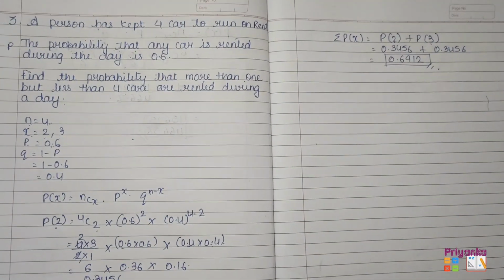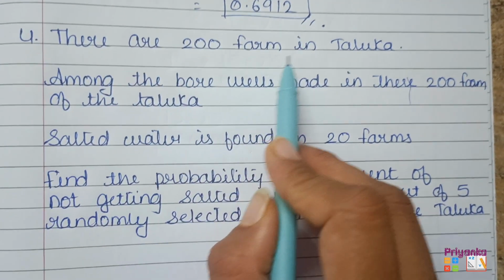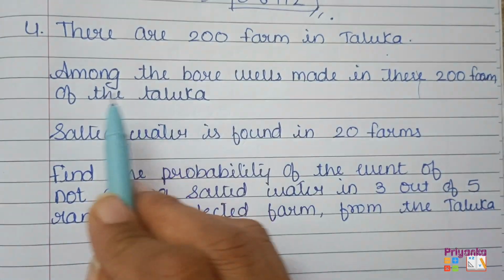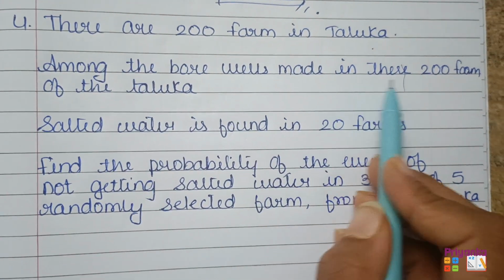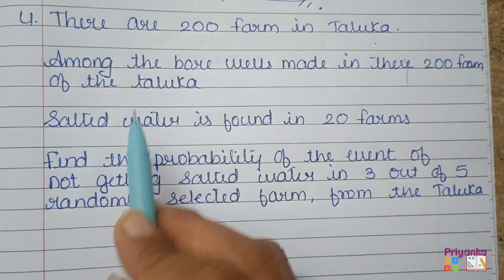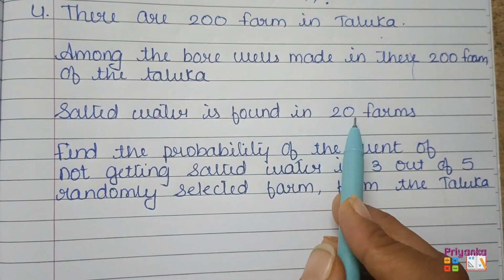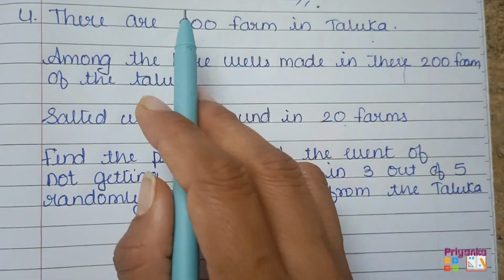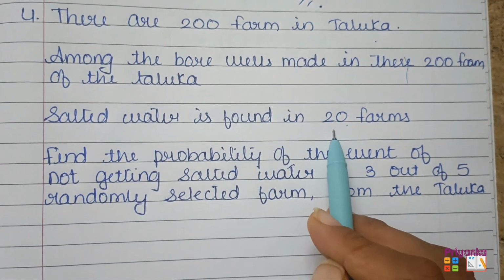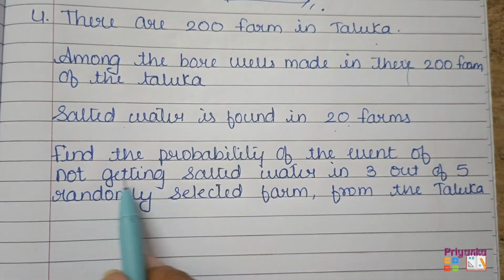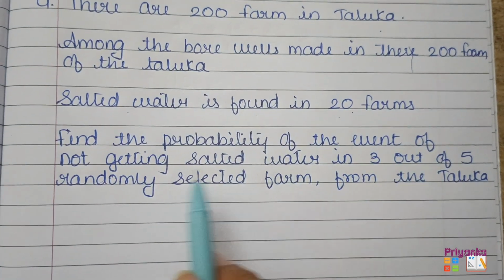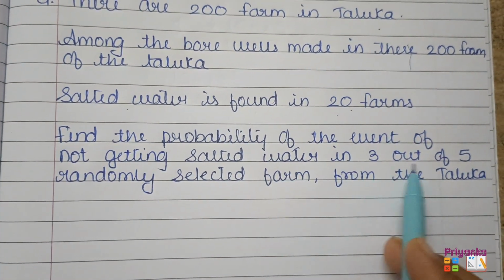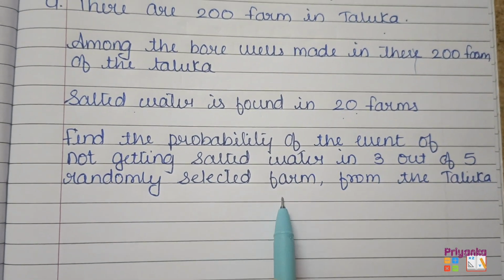Moving to the next. Question number 4. There are 200 farms in a Taluka. Among the borewells made in these 200 farms of the Taluka, salted water is found in 20 farms. Means out of 200 farms, in 20 farms they found salted water. Find the probability of the event of not getting salted water in 3 out of 5 randomly selected farms from the Taluka.